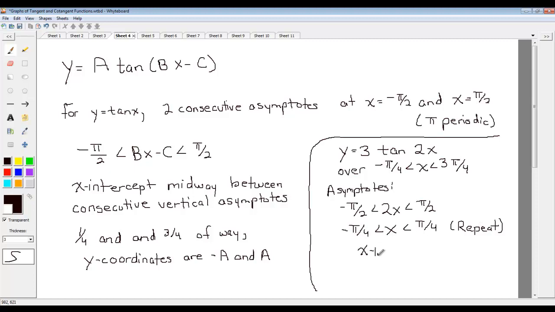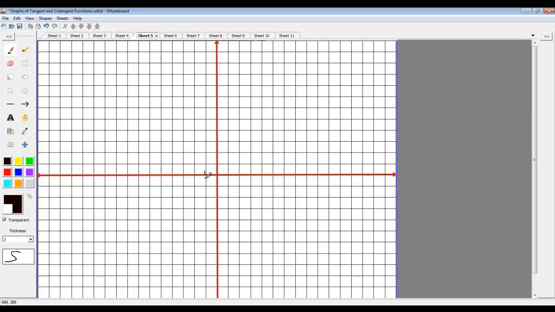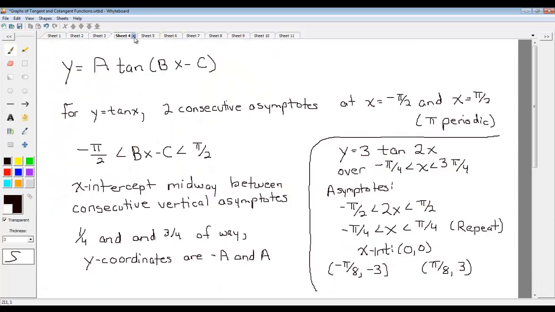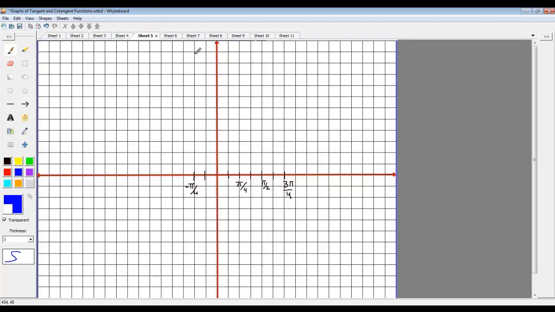Then the x-intercept is going to be at 0, 0. And then you're going to have at negative pi over 8, comma, negative 3, and positive pi over 8, comma, positive 3. Okay, so for that one, let's do a graph. We'll put negative pi over 4 here, positive pi over 4, this is pi over 2, this is 3 pi over 4. Alright, so negative pi over 4 and pi over 4 are going to be vertical asymptotes.